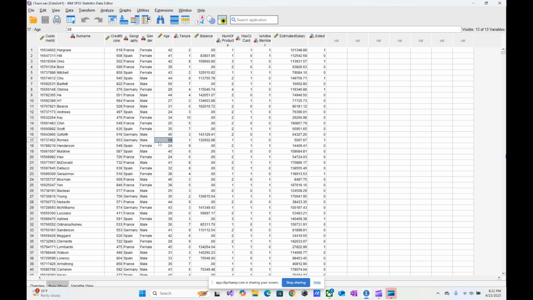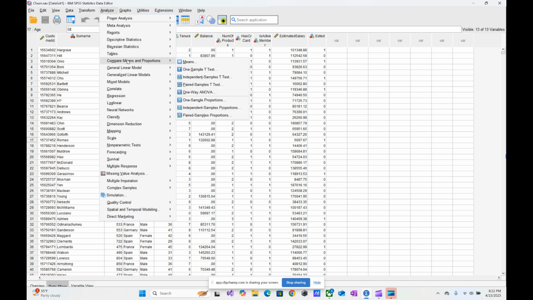All right, now we're getting to the really exciting part: actually running the independent samples t-test in SPSS. This is where we get to crunch the numbers and see if there really is a statistically meaningful difference between customers who stayed and those who left the bank. So first off, we want to go up here to Analyze, go down to Compare Means and Proportions, and click on Independent Samples t-test. This tells SPSS, hey, I've got two separate groups, I want to compare their averages on something important. In our case, their account balance. So go ahead and click on it.